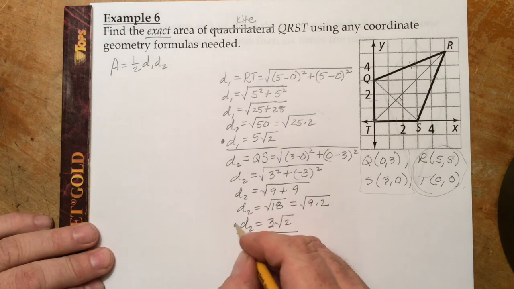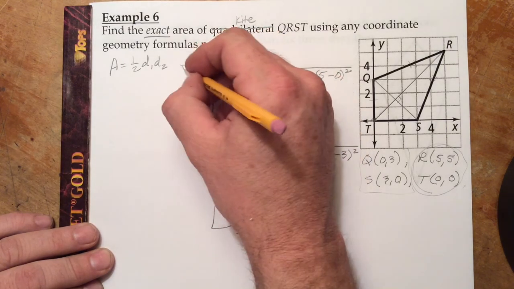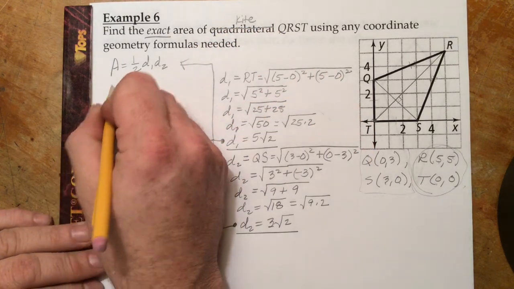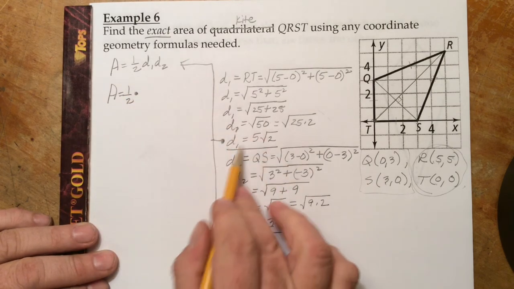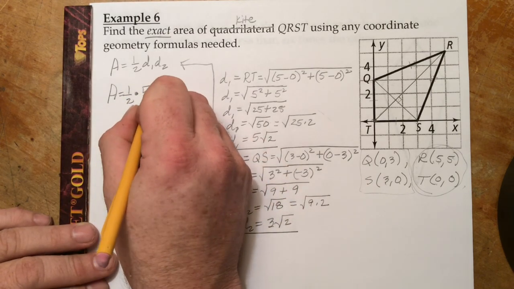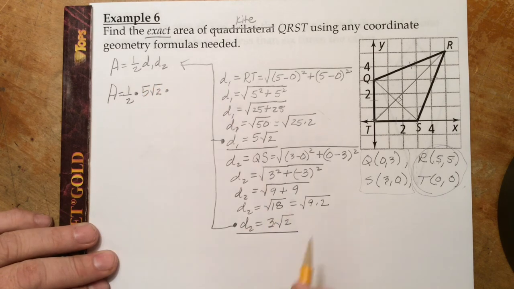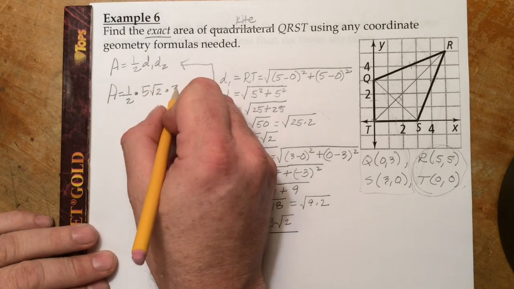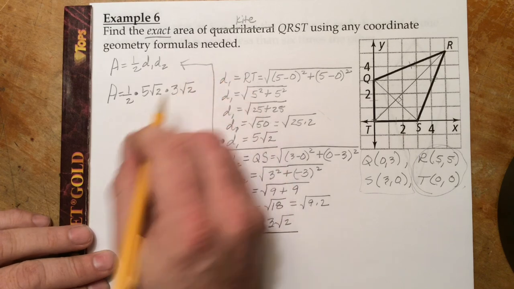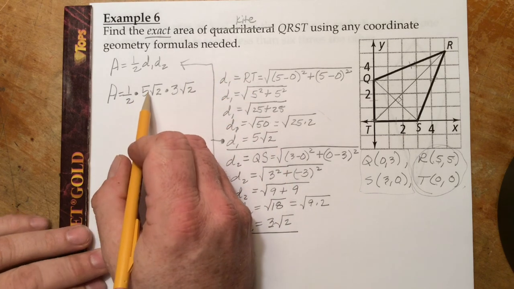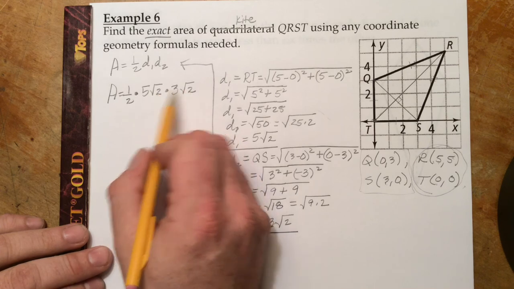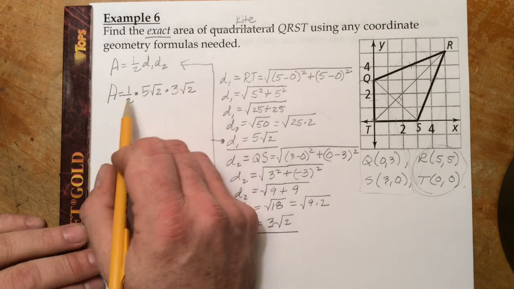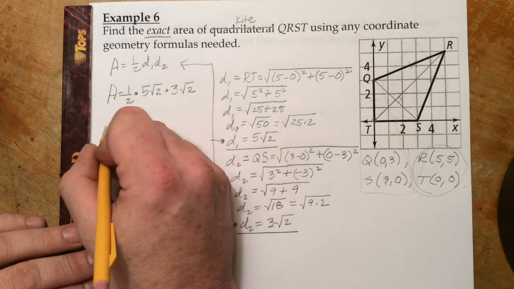Now that we have both diagonals, we can now use them in the formula for the area. The area is equal to 1/2 times d1, which is 5 times the square root of 2, times d2, which is 3 times the square root of 2. Now 2 will not cancel out either with 5 or 3, and we can't cancel it out with 2 because 2 is underneath the square root. So we're kind of stuck with the 1/2 right now.